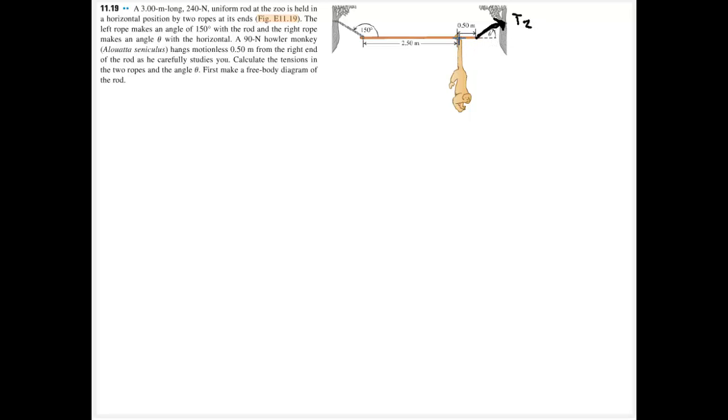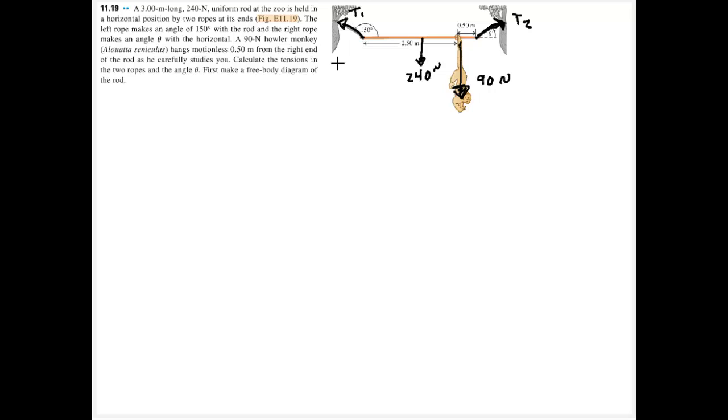I know that my monkey is applying some weight downwards. It's going to be its mass times gravity. I know that it's also 90 newtons. They've given me that weight. I know that the rod is going to have some weight, and it tells me that it's uniform, so that weight's going to act in the center here. So I've got 240 newtons acting downwards. That's going to be the weight of the rod. And lastly, I'm going to have some tension from the first rope over here.